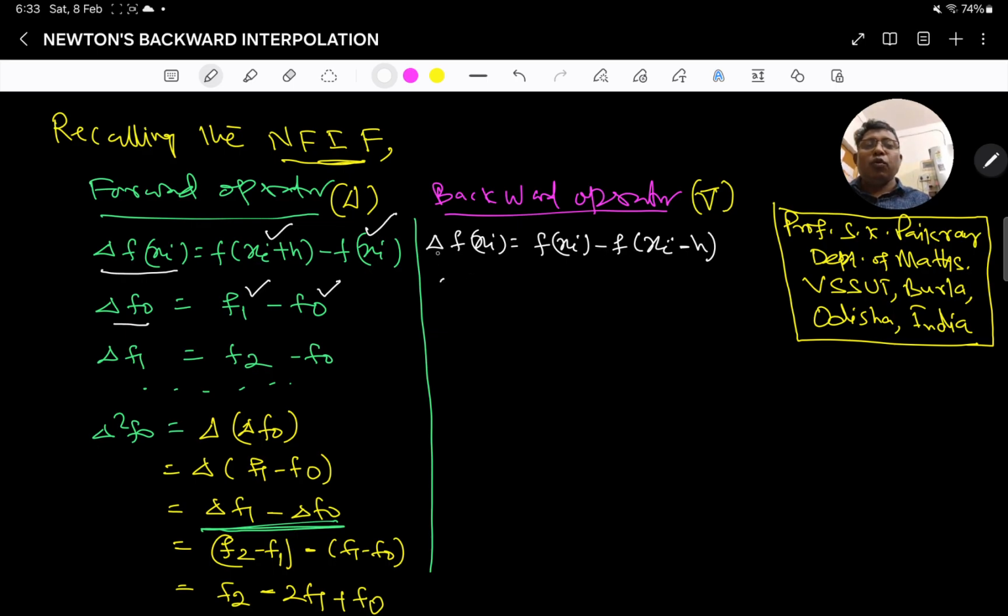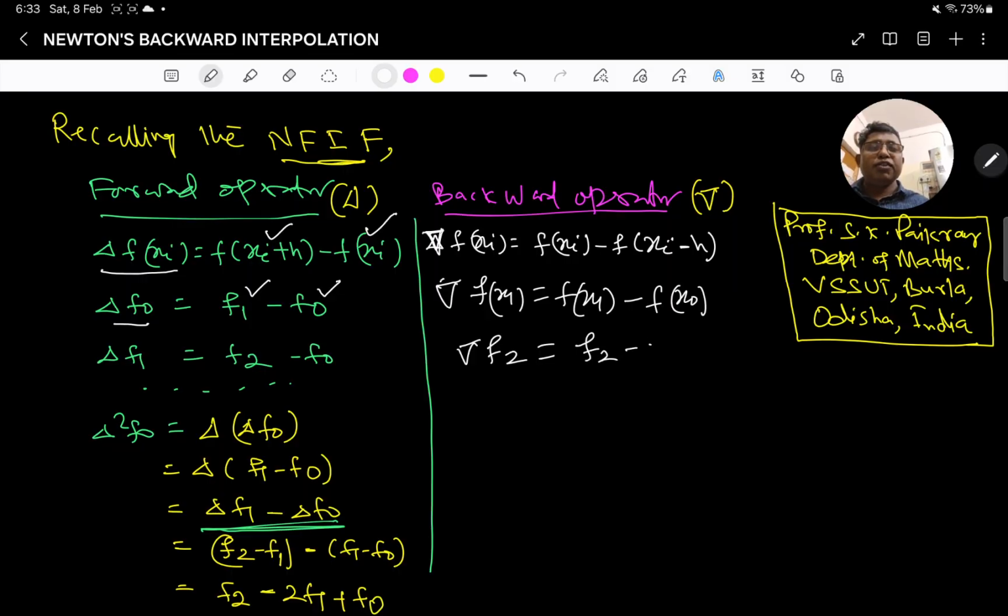If I ask you what is this, this is your backward. If I ask you what is del of f1, f(x1), it is your f(x1) minus the previous f(x0). Similarly, if I ask you what is your del f2, it will be f2 minus the previous f1. If I ask you what is del f3, it is f3 minus the previous, that is f2.